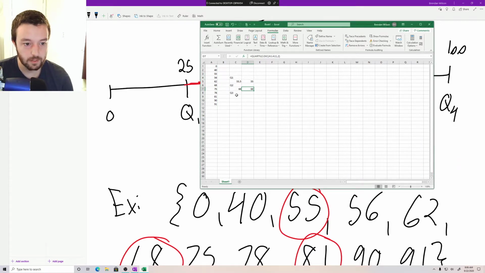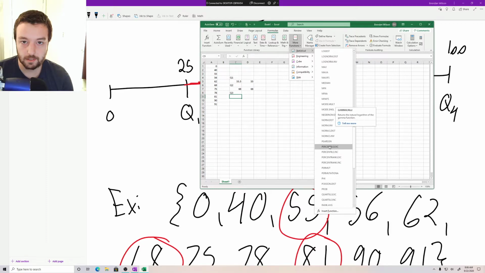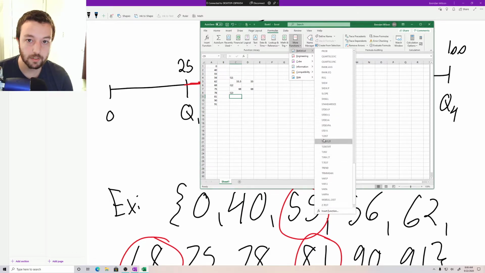And 68. So it ends up being the same thing. And then we'll go to Q3. Notice you can also do percentiles. So quartiles are special percentiles, but if you wanted to do actual percentiles, like the 90th percentile or the 52nd, 0.5th, you could do that.